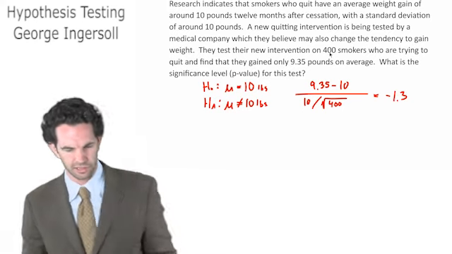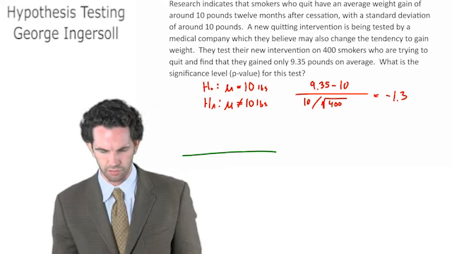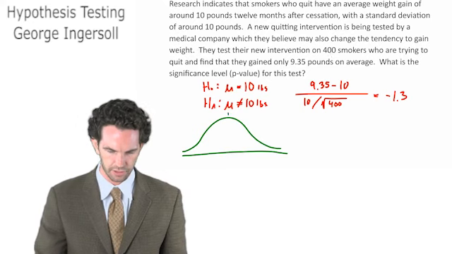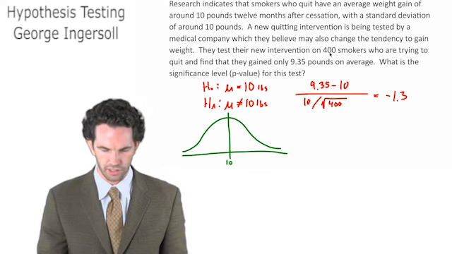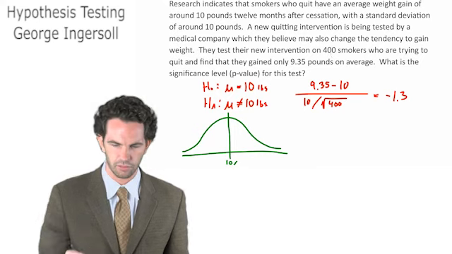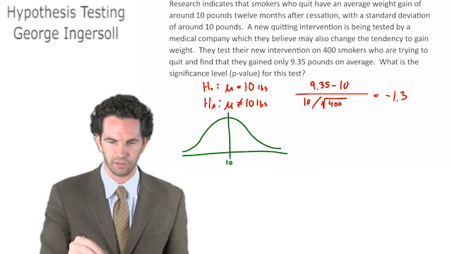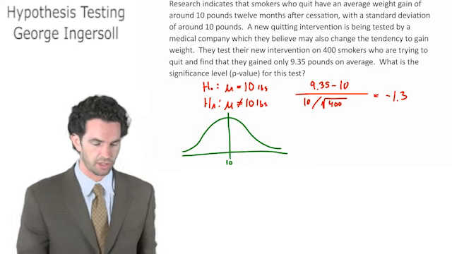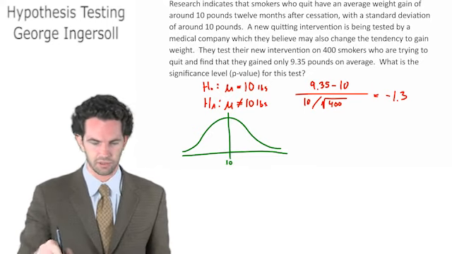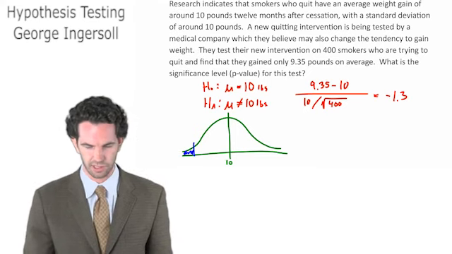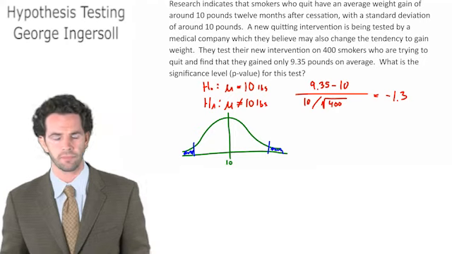Before I forget, let's actually draw this curve out. Let's draw what we're trying to figure out. All right. This is a two-tailed test, right? We're interested in knowing if there's a difference from 10 pounds. So we're going to be interested in both this, whether it's less than 10 pounds, and whether it's greater than 10 pounds, right?